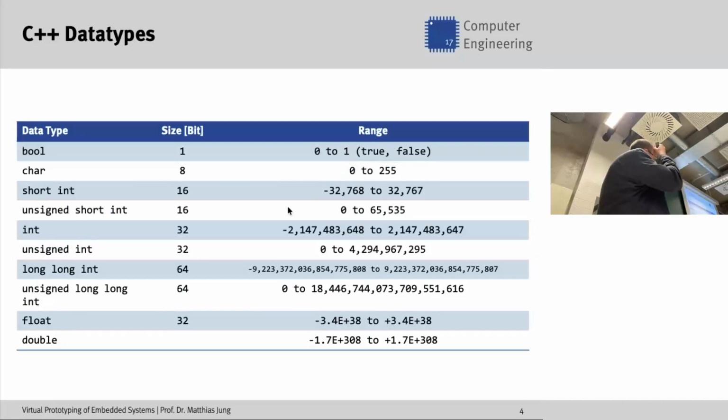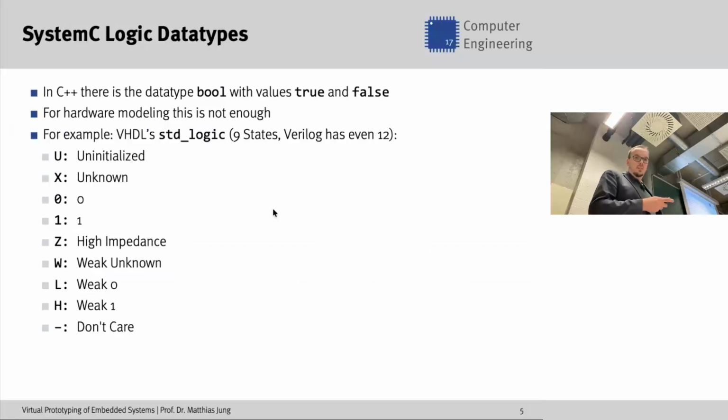So of course we are in C++, yeah. So we can use all the C++ data types that are there. Bool, character, short int, up to unsigned long int or whatever. Yeah. So in SystemC you can just use these data types. But in SystemC we have more. For example, in VHDL we have standard logic where we have uninitialized, unknown, 0, 1, high impedance, weak unknown, and so on and so forth.